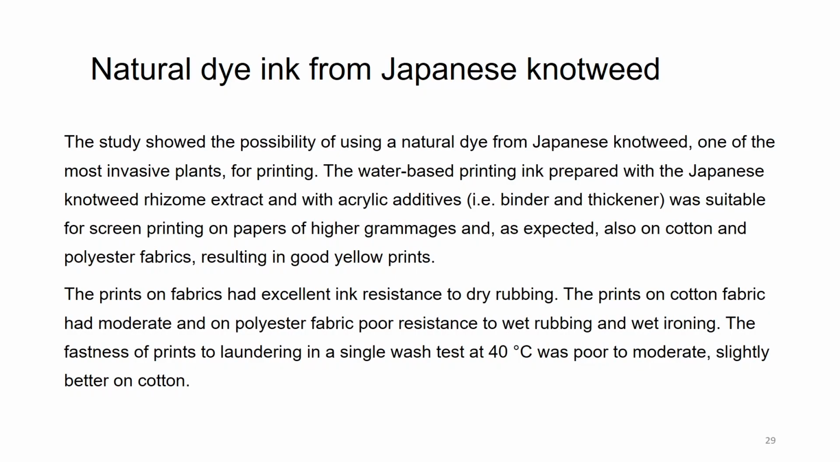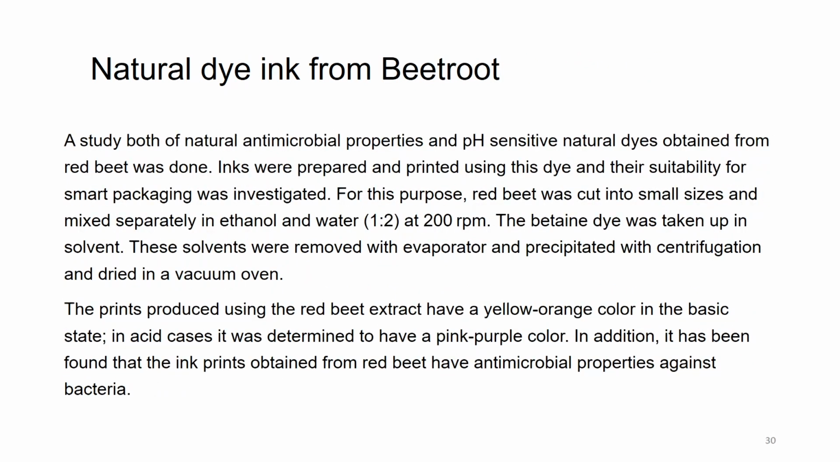The prints on cotton fabric had moderate, and on polyester fabric poor, resistance to wet rubbing and wet ironing. The fastness of prints to laundering in a single wash test at 40 degrees was poor to moderate, slightly better on cotton. So, a lot of experimentation was carried out. Natural dye ink was also prepared from beetroot.